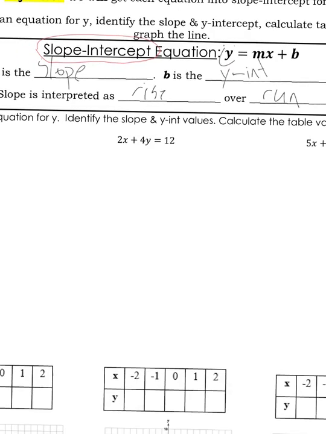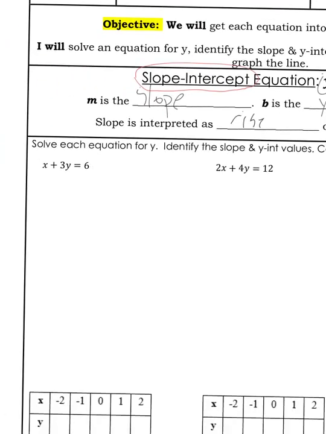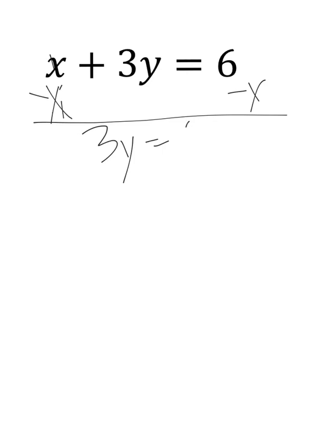What I'm going to do is solve each of these for y equals, or get them into slope-intercept form. And then we're going to graph those, and we're going to identify the slope and the y-intercept. So I have x plus 3y equals 6. All right. I need to get rid of everything that's not just y. So I'm going to minus this x to the other side. Then I have 3y equals 6 minus x. I have 3y, so I'm going to divide everything by 3.